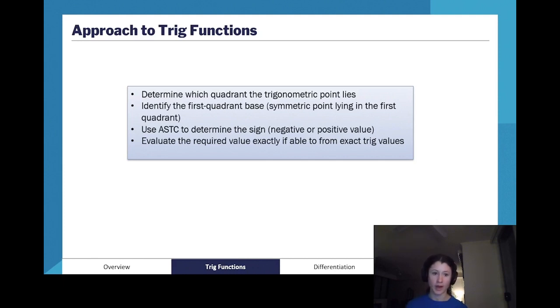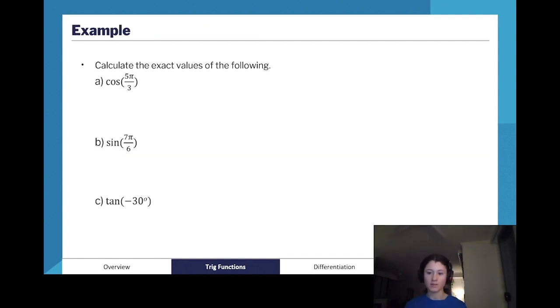Now let's go through our approach to trig functions. Firstly, we want to determine which quadrant the trigonometric point lies in. Then we want to identify the first quadrant base, or the symmetric point lying in the first quadrant. Then we want to use ASTC or CAST to determine the sign, whether it's negative or positive. Then we want to evaluate the required value exactly, if able to, from exact trig values.